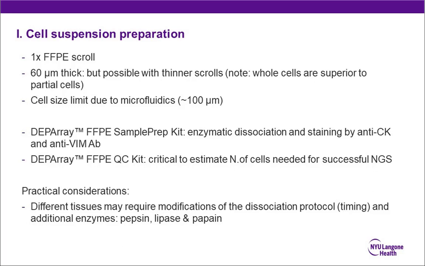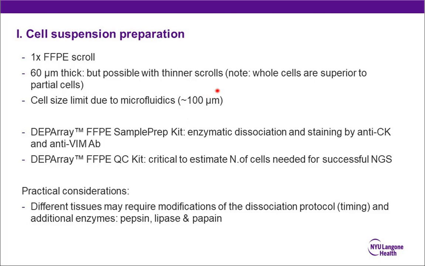Starting material is one FFPE scroll. A recommended thickness is 16 micrometers. This is a thickness that has been working very well for us, but you can decrease or increase the thickness. When decreasing the thickness, please keep in mind that you're trying to keep whole cells. We've done some experiments. You can take a 20 micron scroll, you can take a 10 micron scroll, and that is all possible, but you will lose the benefit of whole cells, and I'll show you why that is.